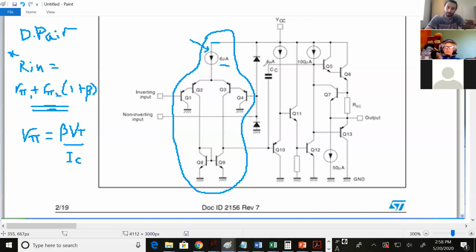What's the second stage here? Ignore the diodes for a little bit and the capacitor. Common collector. Yes, so you have the input, the signal coming from the diff pair, that's on the base, and then the output is on the emitter. So what's left is the collector. So this is common collector.